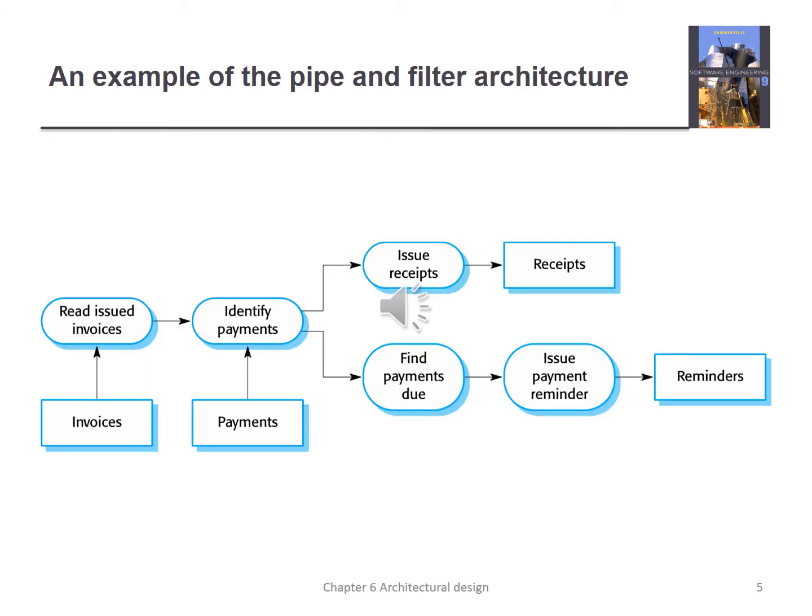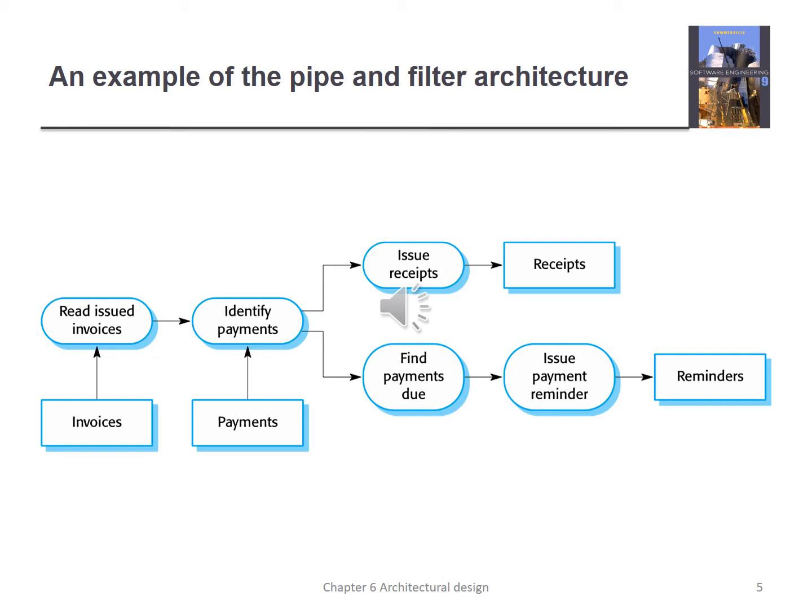Well, if we look at this example of pipe and filter, there is a sequential process for invoices. So we read the invoices, we read the invoice database or whatever. We identify if that invoice is paid or not paid. If it is paid, then we issue a receipt, and then we print the receipt and send it to the client. If it is not paid, then you're going to find out when that payment is due, and then you're going to issue a reminder and send the reminder again to the customer.